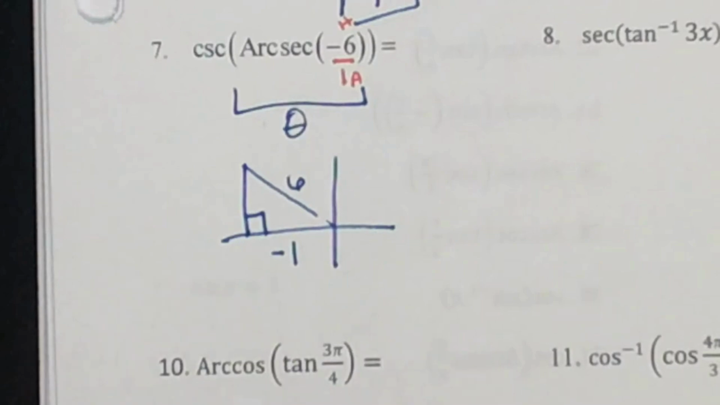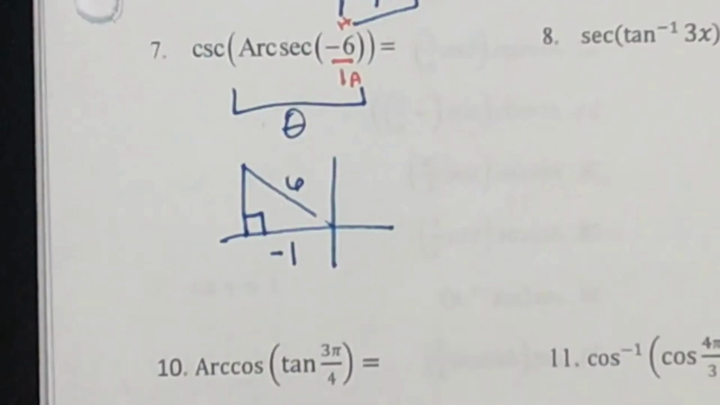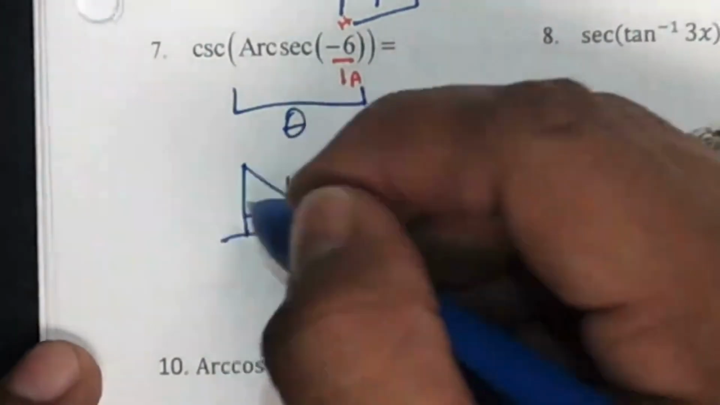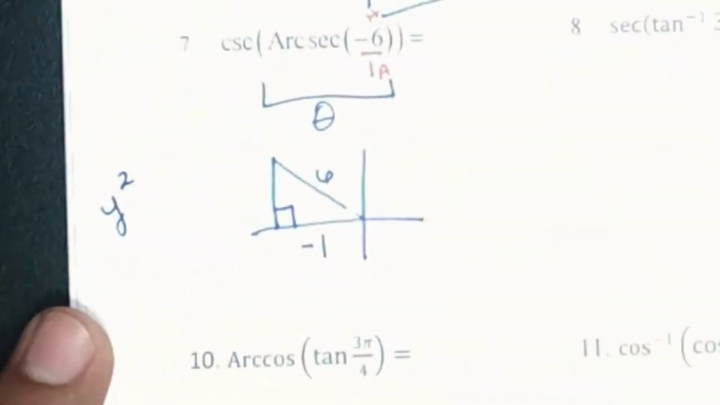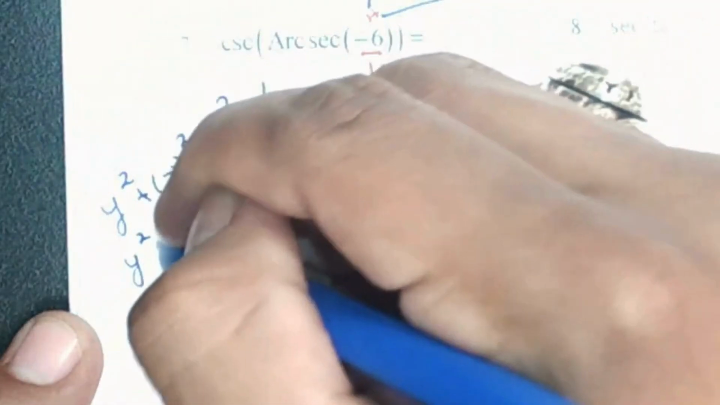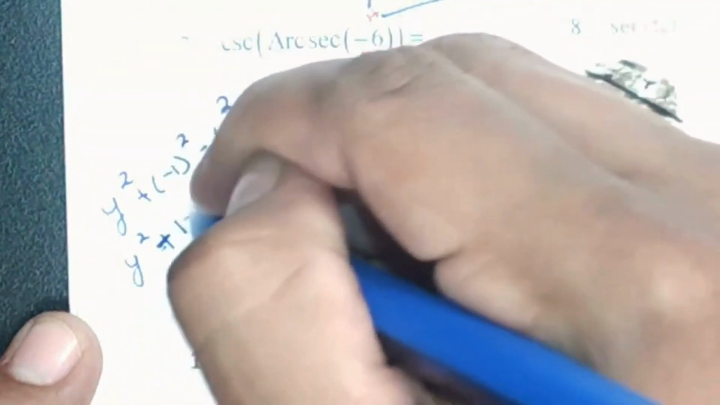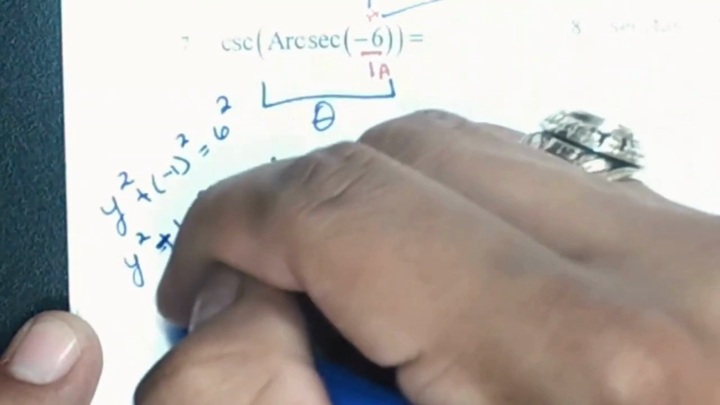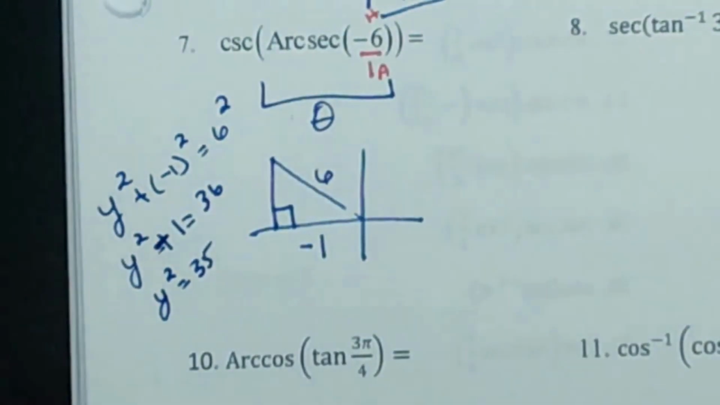So is this a triple? No, it's not. So you have to do some Pythagorean theorem. So it doesn't matter what this is, I'll just call it y since it's going up, plus negative 1 squared equals 6 squared. So you get y squared plus 1, I'll do all my steps, equals 36. So y squared equals 35. So we square root that. Does it simplify? No. So this is root 35.